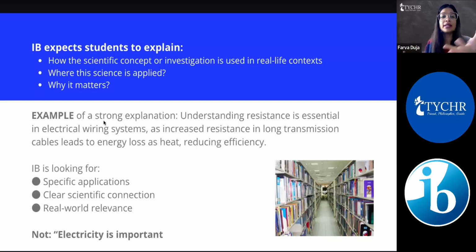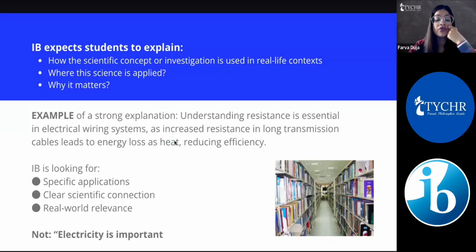So something like that is how your discussion should be concluding. Okay. So here's a great example. It is saying that it is essential in electrical wiring systems because of resistance, and it's talking about energy loss as heat. And you can always talk about cost in many of these things. That's another hint that I could give you.